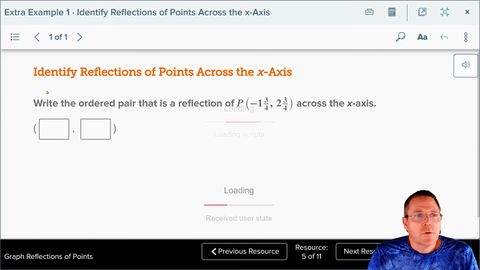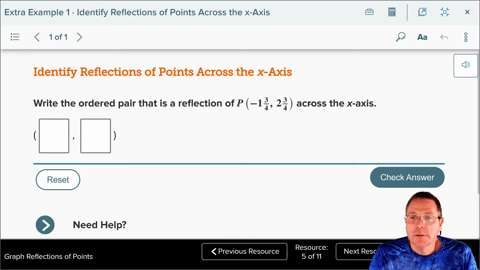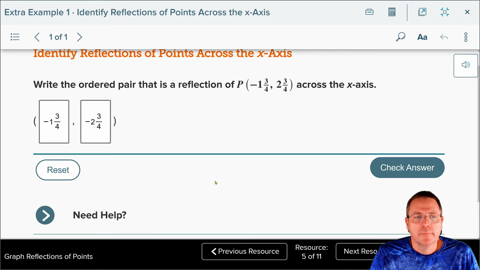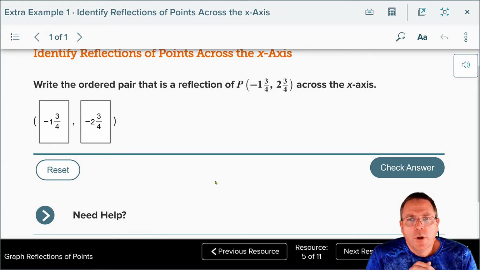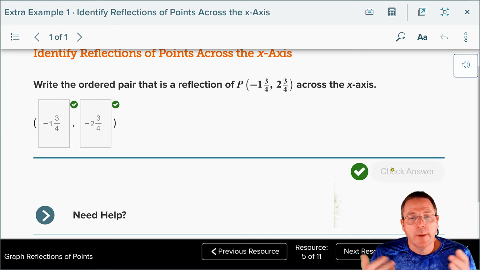Now it's going to be your turn. Identify the reflections of the points across the x-axis again. Write the ordered pair of the reflection of P, which are these numbers, across the x-axis. You should be able to do this without even having a coordinate plane to go with it. Stop the video and do it, please. Well, what do we know? The x-coordinate for P prime is going to stay the same, and the y-coordinate for P prime is going to be the opposite. So my new ordered pair is going to be (-1 3/4, -2 3/4). The answer checks.